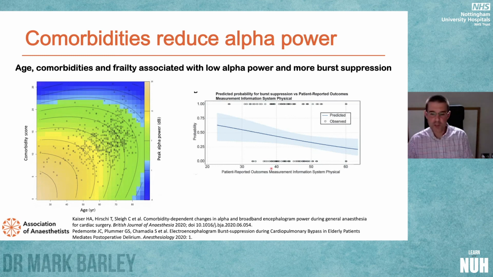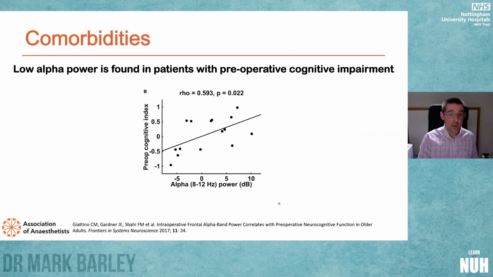This graph here shows us patient-reported outcome measures for their physical performance. This is preoperative physical performance. So patients with poor preoperative physical performance were more easily burst suppressed. They also have a lower alpha power. So something about patients who are frail, patients who have multiple comorbidities, they also seem to have some markers of an older brain. The low alpha power is also found in patients with preoperative cognitive impairment.